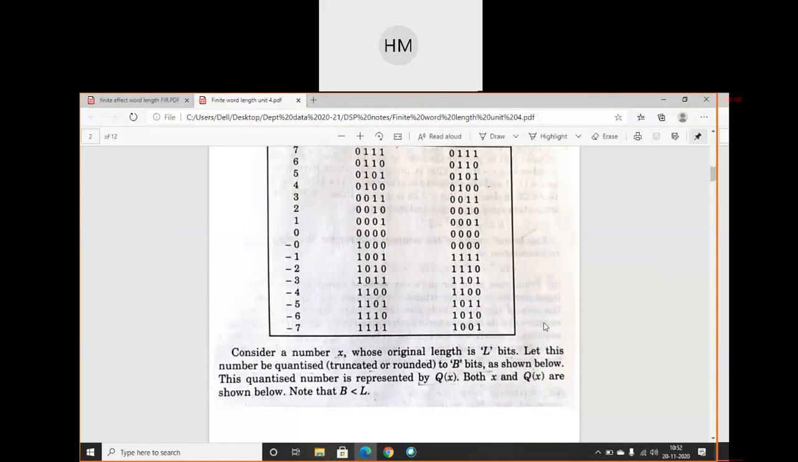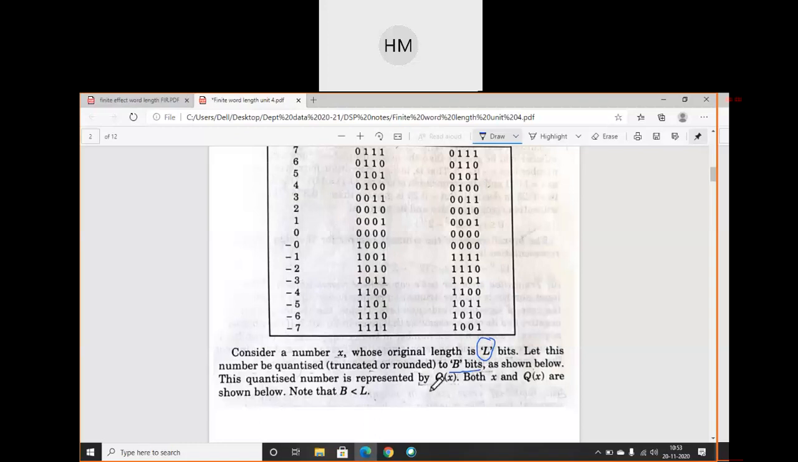Now, I have taken one example: consider a number x whose original length is L bits. Let this number be quantized. It could be truncated or rounded off. We all know truncation means to eliminate a few digits, and rounding means rounding that number to some nearby number, to B bits. Original length was L bits, and we applied quantization or rounding off to B bits as shown below.